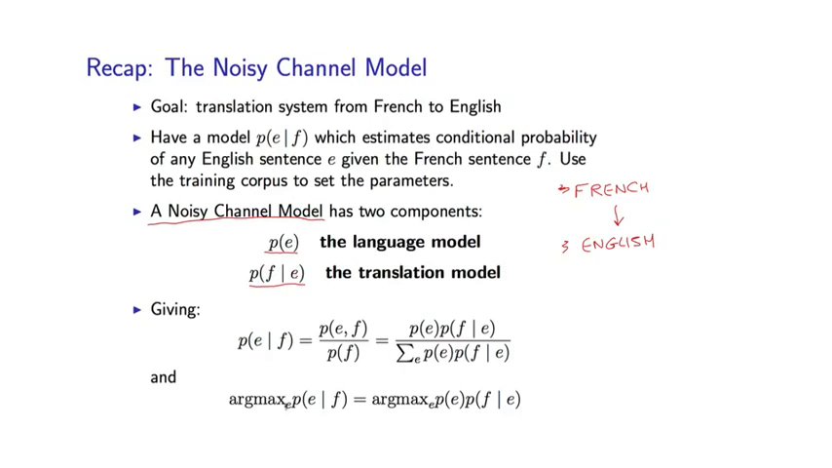When we translate under this model, we search for the English sentence that maximizes the product of P of E and P of F given E. And so when we evaluate for a particular sentence F, different English translations, we take both of these terms into account.